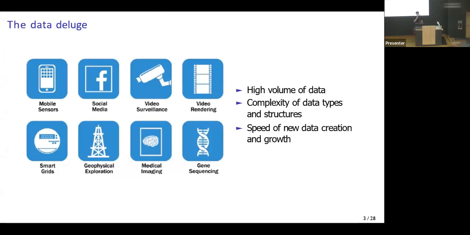So the first slide is about the data deluge. There's a high volume of data being created every day in our society, and the complexity of data types and structure is only increasing rapidly. And the speed of new data creation and growth is a phenomenon. Especially in recent years, a lot of the things that we are doing actually took place online. Education, our financial transactions, the way we entertain ourselves. All of these activities will leave a trail of data.